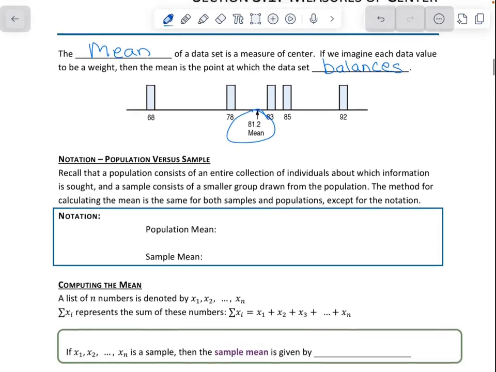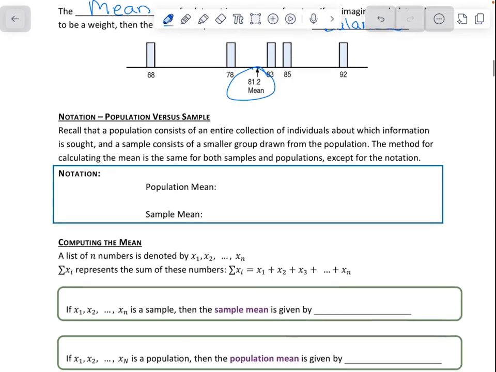And we need to know some notation. Now, it depends on whether we have the population or sample data. If we have the entire population data, we use the Greek letter mu, and it looks kind of like this. It's a little like a fancy U or a fancy M. Now, if it comes from a sample, we put an X with a line over it. It's called X bar.